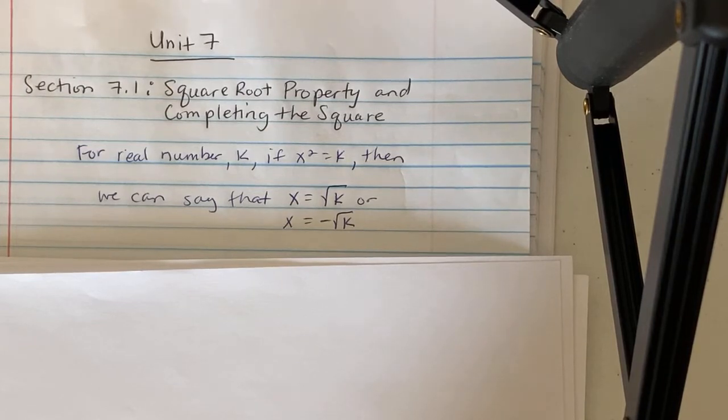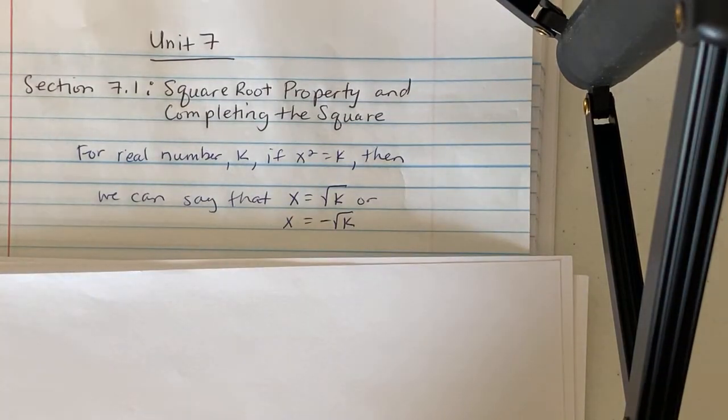So we're starting with Unit 7. It's Section 7.1, Square Root Property and Completing the Square. For example, there's a rule that says that for every real number k, if x squared equals k, then we can say that x is equal to the square root of k or x is equal to the negative square root of k. We're going to start with example 1 that says 3x squared plus 75 equal to 0.